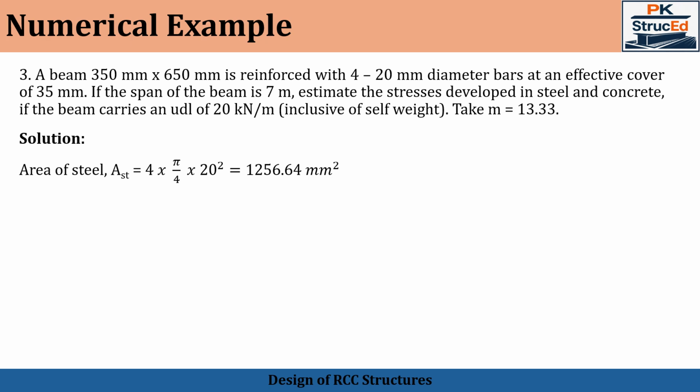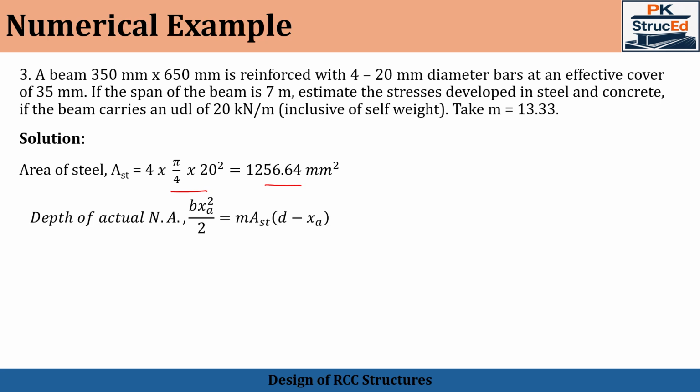So now the area of the steel will be calculated. Since it is a beam, the area of 1 bar is pi by 4 into 20 square. Since 4 bars have been given, 4 into pi by 4 into 20 square, we will get the area of the steel provided as 1256.64 mm square.